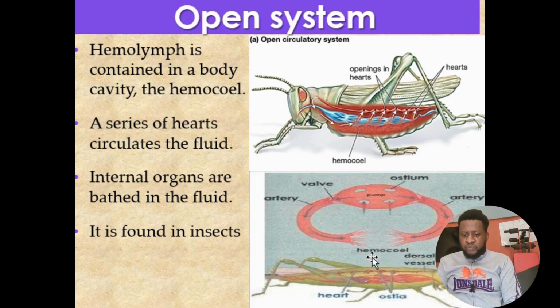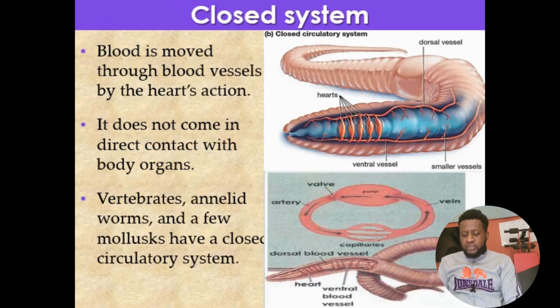Take note, hemolymph is what is contained within the body cavity. All right, so that is for open. There are other organisms that also possess the open circulatory system. Other insects in particular possess that. Now someone will say, why don't you use humans?